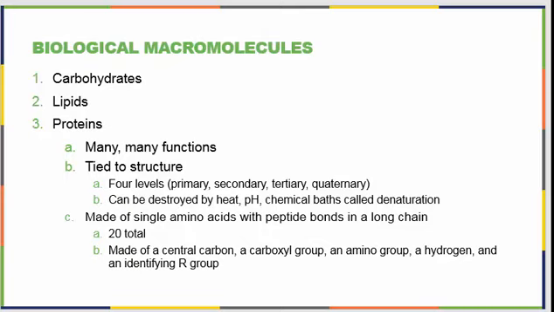In order to deactivate a protein, you have to add copious amounts of heat, change the pH, or wash proteins in particular chemical substances. When you break down a protein, you end up with a collection of amino acids. They are the building blocks of proteins, and there are 20 different options. Amino acids have a central carbon, a carboxyl group, an amino group, a hydrogen, and an identifying R group.